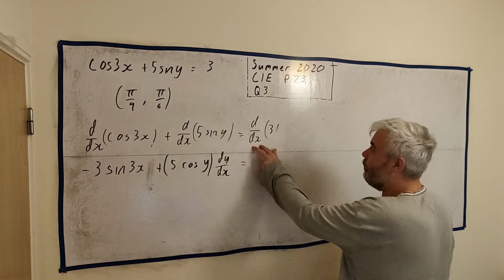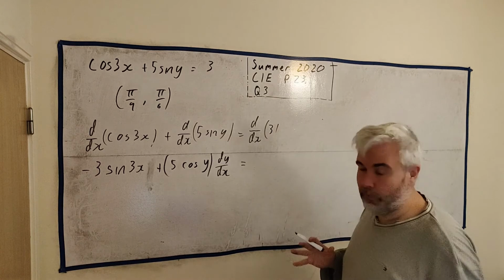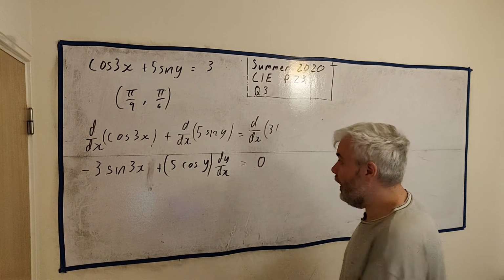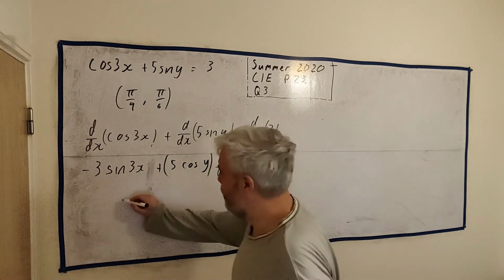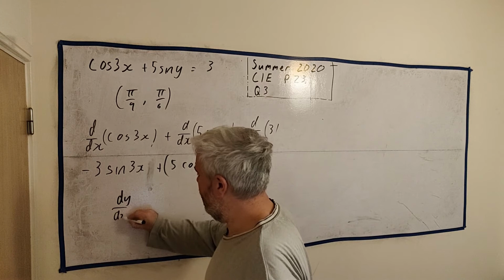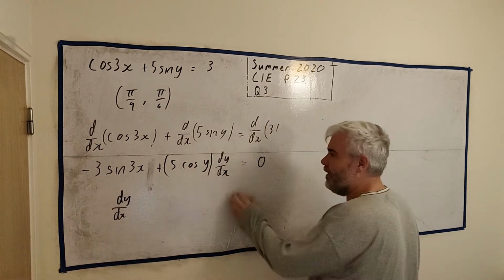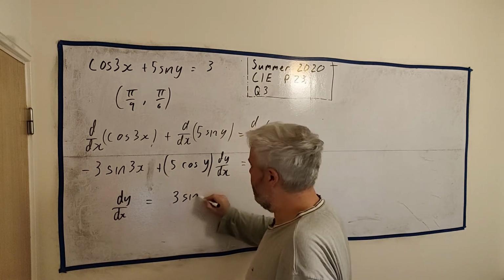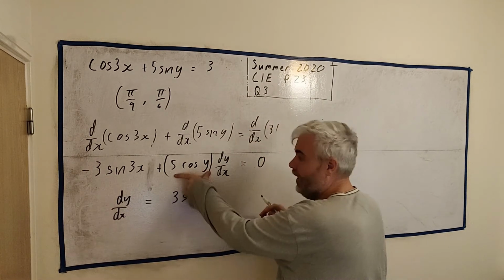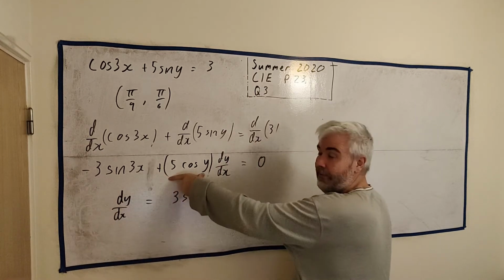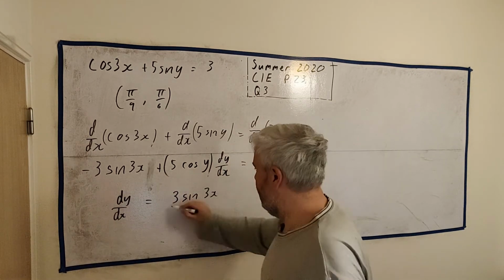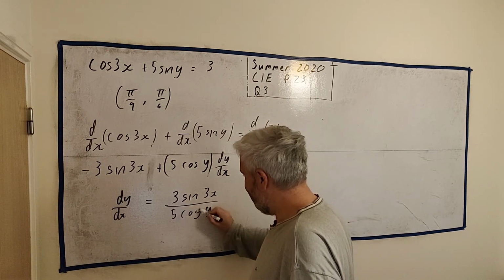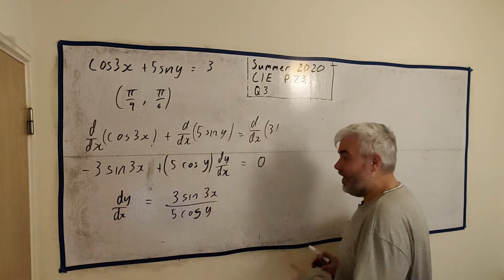And that equals the derivative of 3. How much does 3 move when x moves? Nothing. So that's equal to 0. And now we just need to rearrange it. So we have dy dx. Let's do that quickly. We move this across the equals, and it becomes plus 3 sine 3x. And that will still be here. So we need to divide that across the equals. That becomes divided by 5 cosine y. That should be an s. Apologies. And that's everything we need.